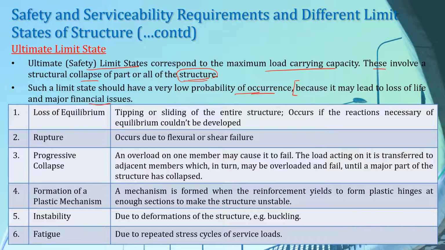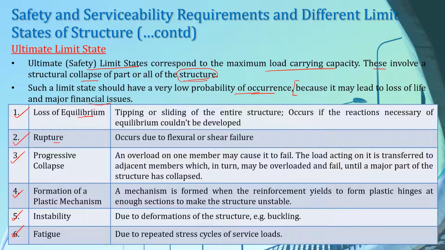If we look at some of these ultimate limit states, I have listed 6 here: the loss of equilibrium, rupture, progressive collapse, formation of a plastic mechanism, instability, or fatigue. If you look at any standard building code, you can see all of these limit states. There are design criteria relating to these limit states, and the limiting values for many of them. You can see these limit states being discussed in the building codes.